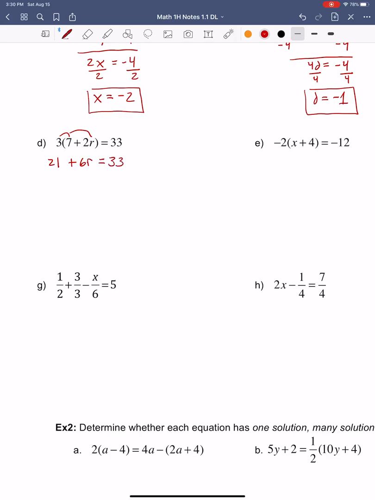And now I'm going to go ahead and solve for r. I want to get rid of this 21, and right now it's positive, so to get rid of it, I'm going to subtract 21 from both sides. So I get 6r equals 33 minus 21, which is 12. And then go ahead and divide by 6. And I get r equals 2.